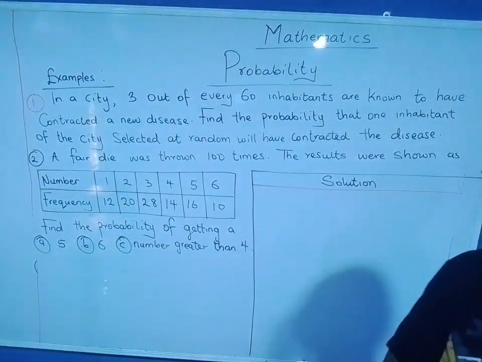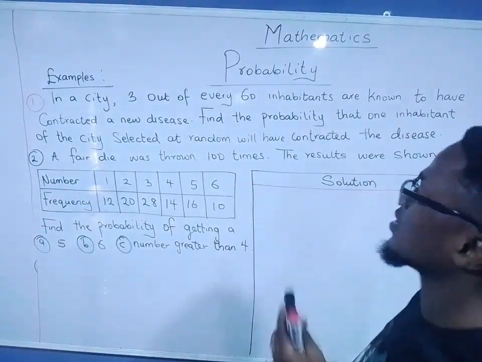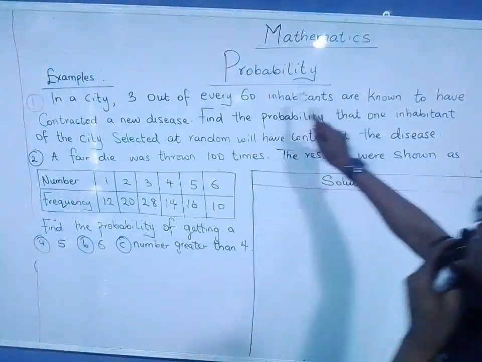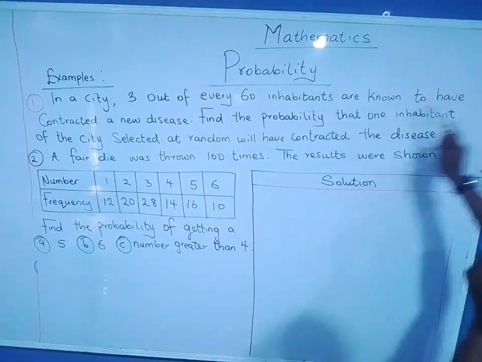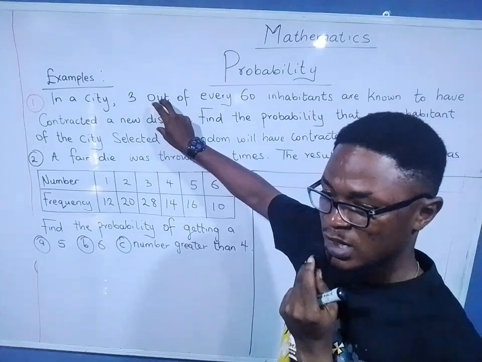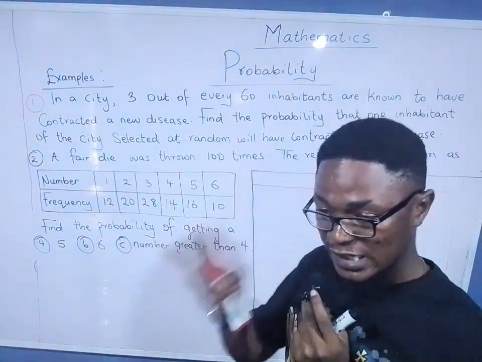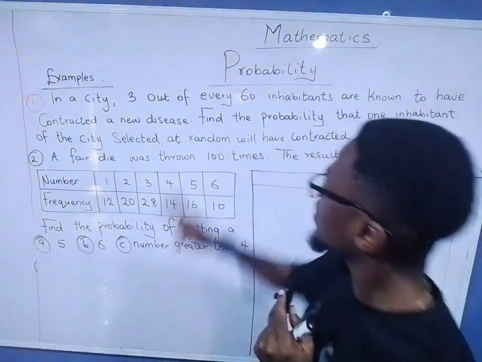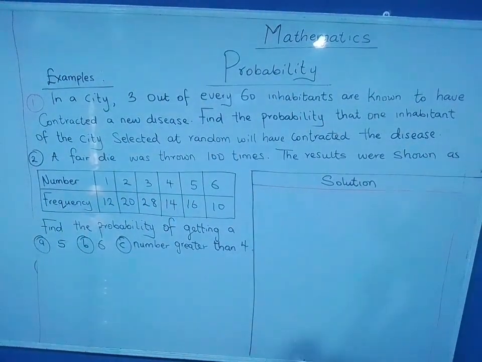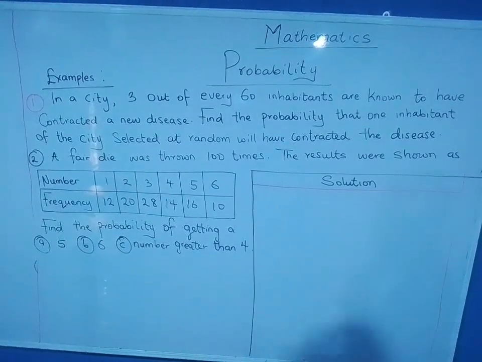So our first example: in a city, 3 out of every 60 inhabitants are known to have contracted a new disease. This is the information that you have in the question. Out of 60 people, 3 have contracted a disease. Find the probability that 1 inhabitant of the city selected at random will have contracted that disease.